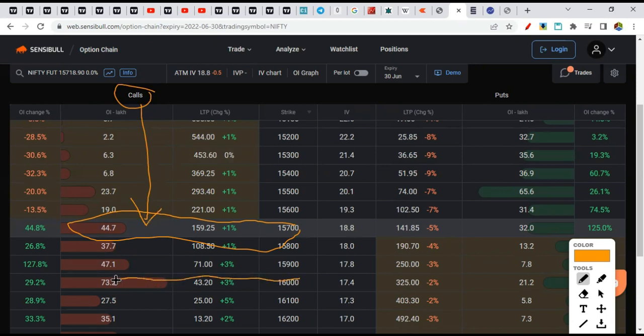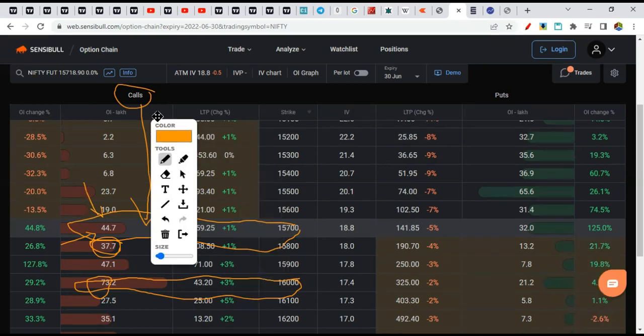Obviously, 16,000 will be the major resistance with 73 lakh call writers. But the second major resistance is 15,700. Even 15,800 has a good number. But yeah, the second biggest number is this 15,700. So this will be the second biggest resistance.